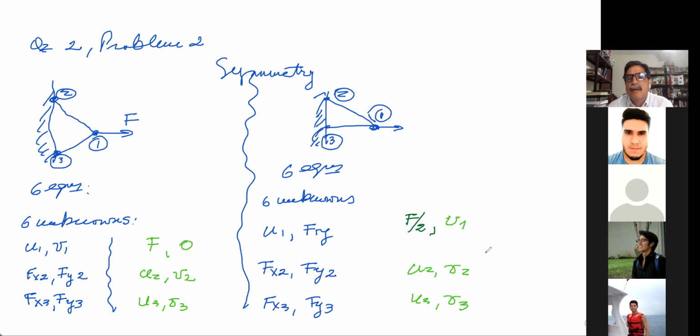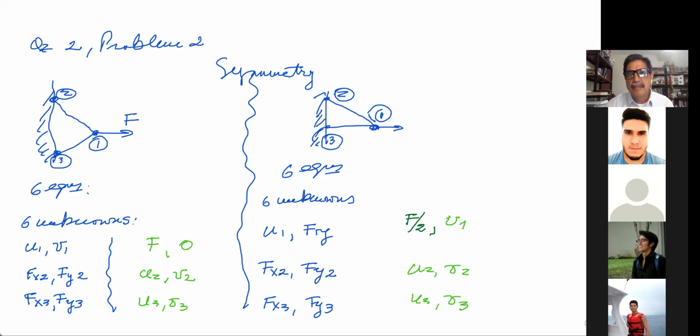At the end, we're going to have that these forces here are going to be equal to these forces here. Okay? Questions, people, questions? Questions? Okay, so that's one thing that I wanted to say.